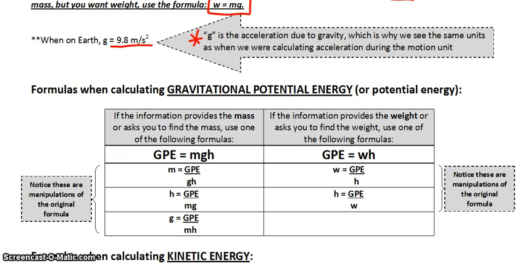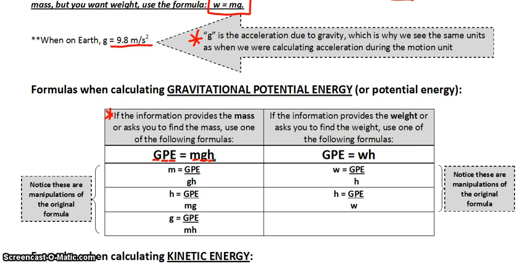The ones on the left say, if the information provides the mass or asks you to find the mass, use one of the following formulas. Our main formula is GPE equals mgh, gravitational potential energy equals mass times gravity times height. That's the main formula that we'll be using if they ask us to solve for gravitational potential energy or potential energy.